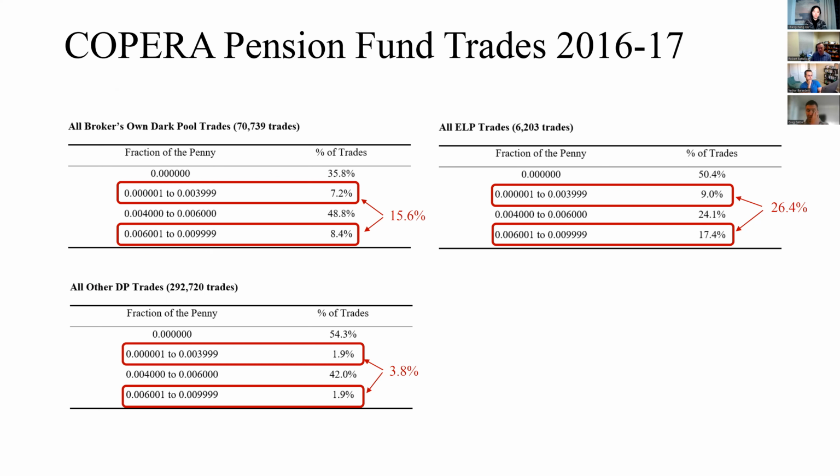And so what Mehmet did here was look to see, if JP Morgan executed a piece of an institutional order in its dark pool, it would be in the table on the upper left-hand side. All brokers' own dark pool trades. If JP Morgan sourced Citadel, it would be in the top right. If JP Morgan sourced Barclays LX or Goldman Sachs dark pool, it would be in the bottom.